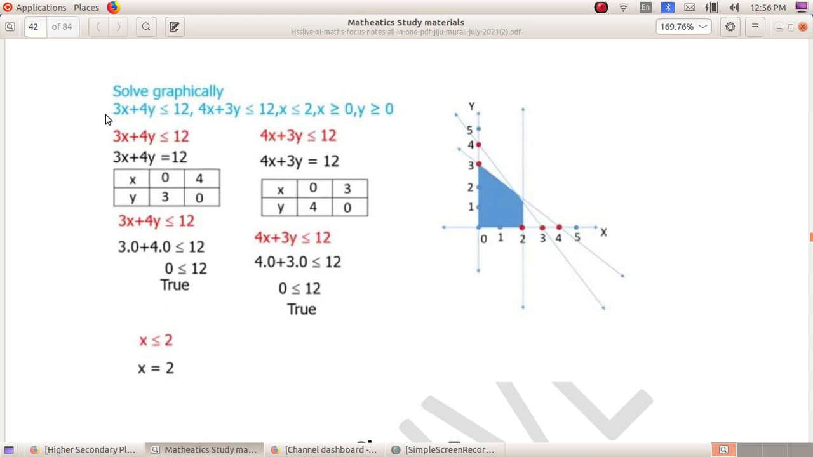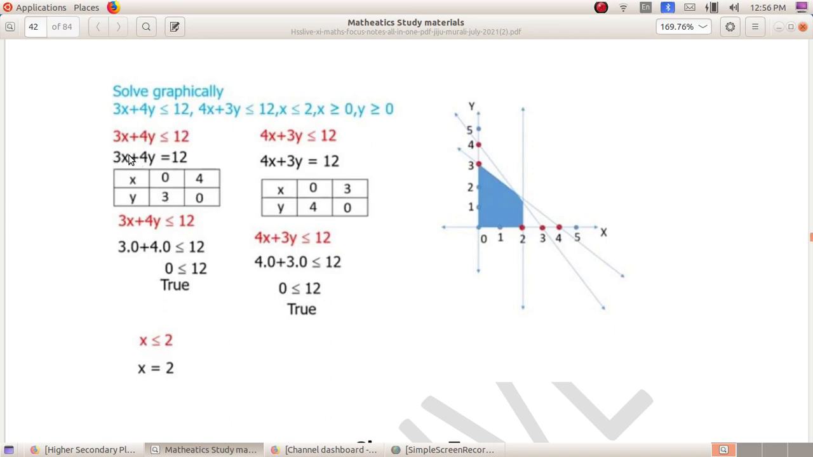Here, first inequality 3x plus 4y less than or equal to 12. First consider this inequality as equality like this. So you have to calculate x and y for different values. So firstly, you assign x 0. First you write this 0 and this 0. Okay, first you fill 0 here in the diagonal. X 0 here, y equal to 0. What happens when x equal to 0? Substitute x equal to 0 here.